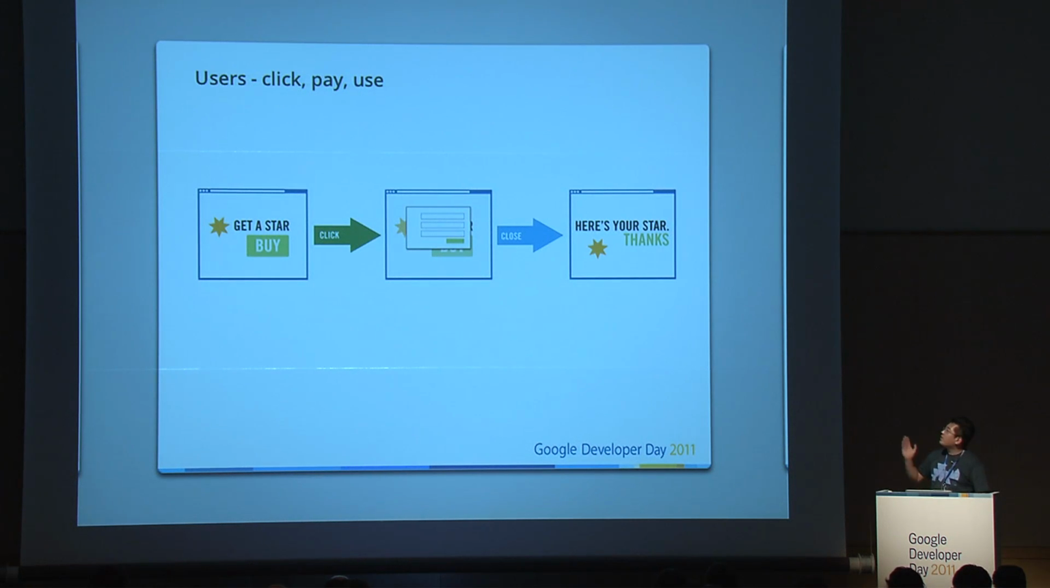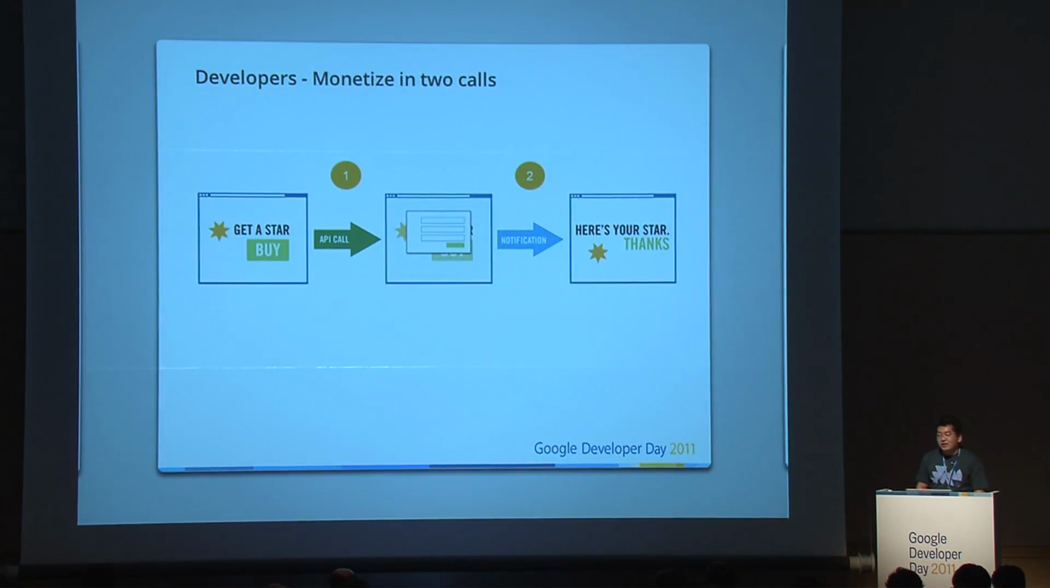And this is the experience that the user has. They come to your website, they click buy to initiate their purchase flow. They confirm the purchase itself, and then your site will deliver the content that they've purchased. For the developer, it's just as simple.